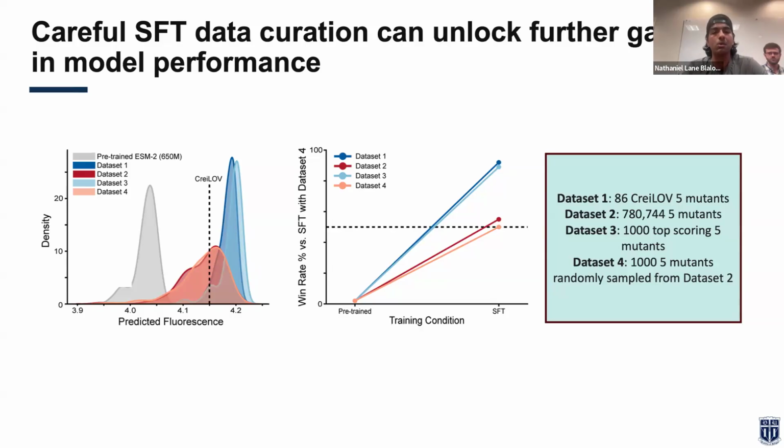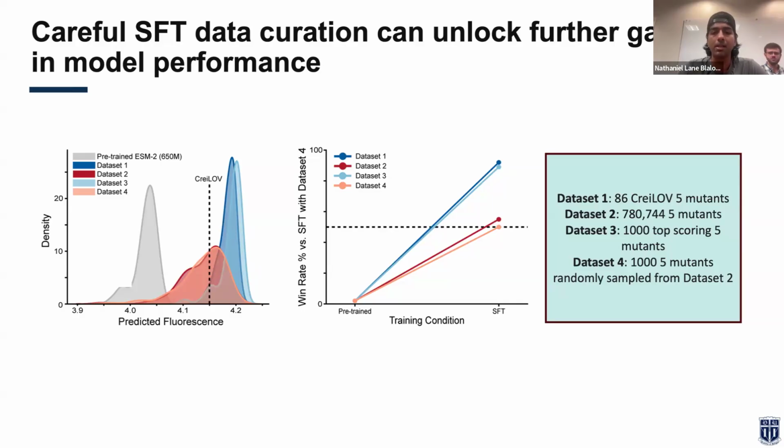However, as we were playing around and empirically trying different types of data, we reached a point where we tried using simulated annealing to generate synthetic data for our SFT regime. We generated 4 of these synthetic data sets, 1 through 4, as you can see in the light blue box on the right. And when we investigated the model performance with each of these data sets, we found pretty substantial differences in the win rates and predicted fluorescence of each of these data sets.